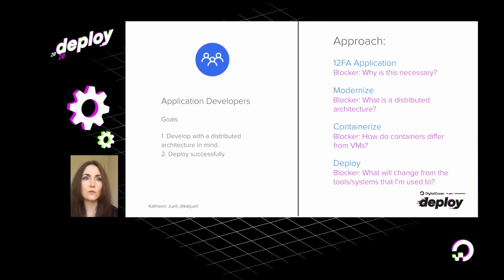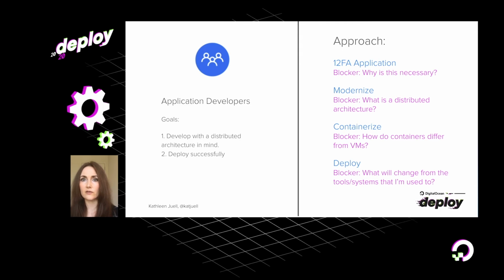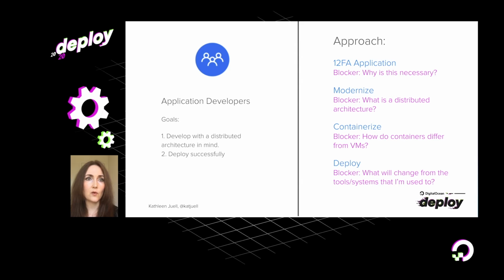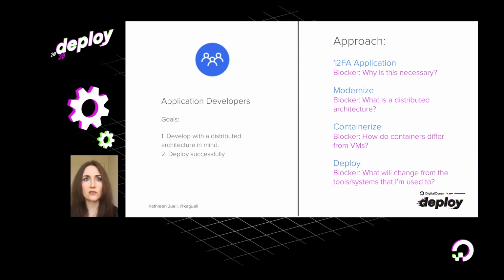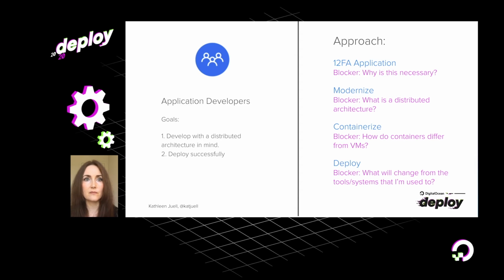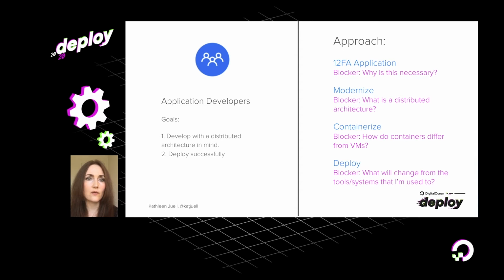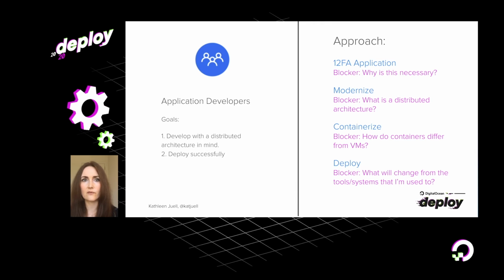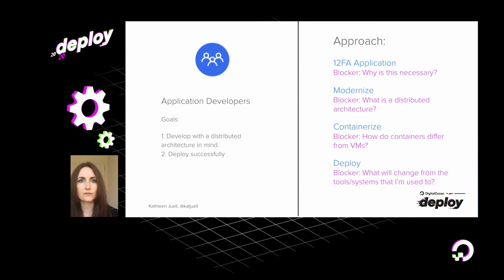So, one blocker might be the consideration, why is this necessary? What is a distributed architecture? How do containers actually really differ from VMs? And then, how are the tools that I'm going to be asked to use now really going to change from what I'm used to using?